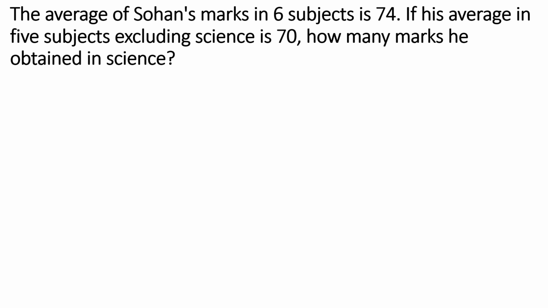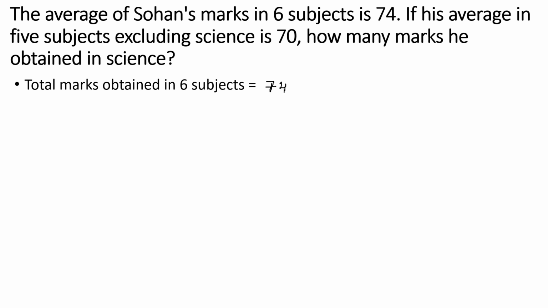Next question. The average of Sohan's marks in 6 subjects is 74. If his average in 5 subjects, excluding science, out of these 6 subjects is 70, how many marks did he obtain in science? So what is given? The average marks in 6 subjects is 74.